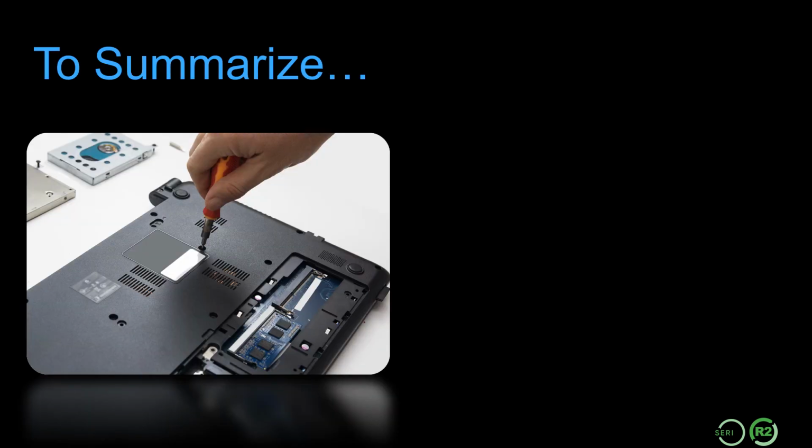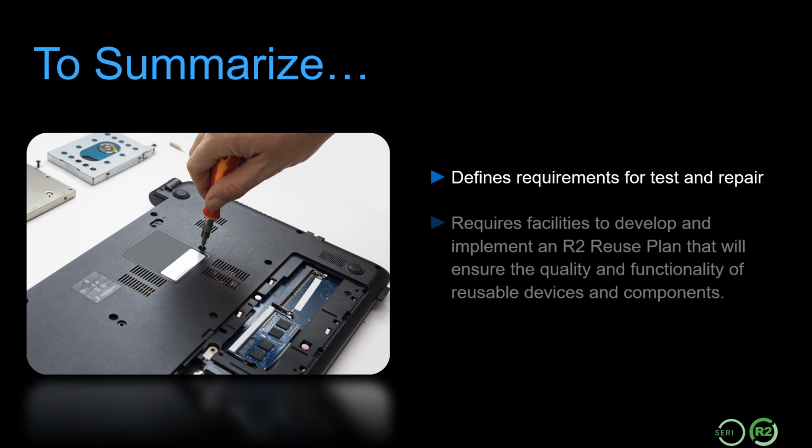To summarize, Appendix C defines the requirements for test and repair activities and requires facilities to develop and implement an R2 reuse plan that will ensure the quality and functionality of reusable devices and components.